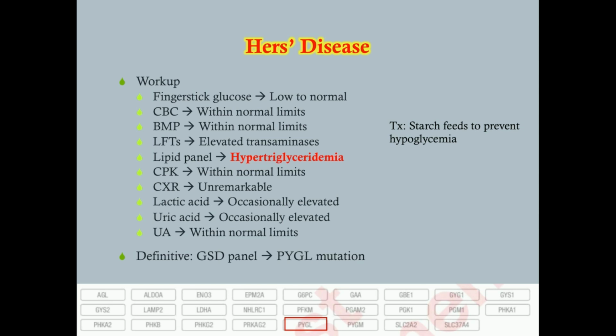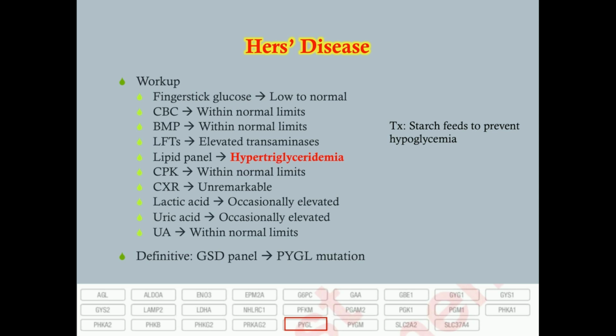Treatment, similar to von Gierke's, in that you're just giving starch feeds to prevent hypoglycemia because you can't break down glycogen in the liver, making it difficult to maintain your blood glucose level, so we give starch feeds. Starch breaks down to glucose, and then it's absorbed through your gut. Now, the reason, again, it's not as severe as von Gierke's is because they can take other pathways of gluconeogenesis. So they can use fructose, they can use galactose.